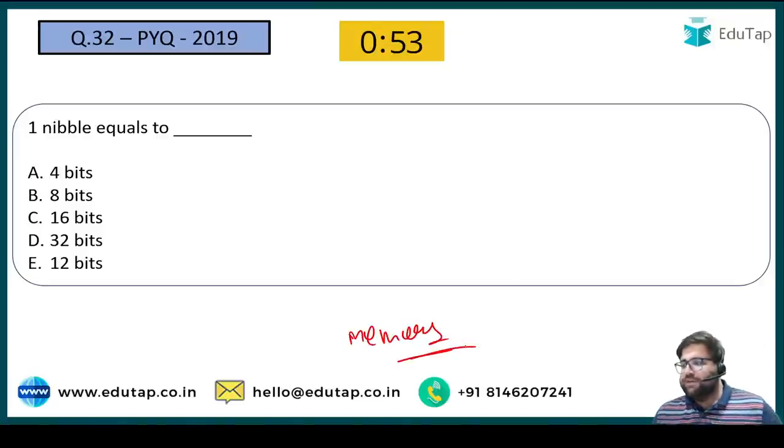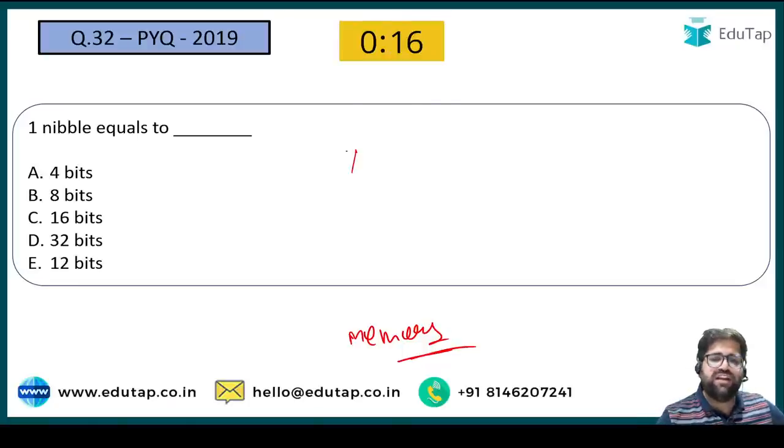Okay. So I can see maximum people are saying yes, which is very good to see that your concepts are clear. Good. Now question number 32. Sajjad is going with A. Can someone let me know what is the smallest unit of memory? Is it bit, byte, nibble, or whatever you have in your mind? Smallest unit of memory is bit, byte, or megabyte, or whatever your answer options are.